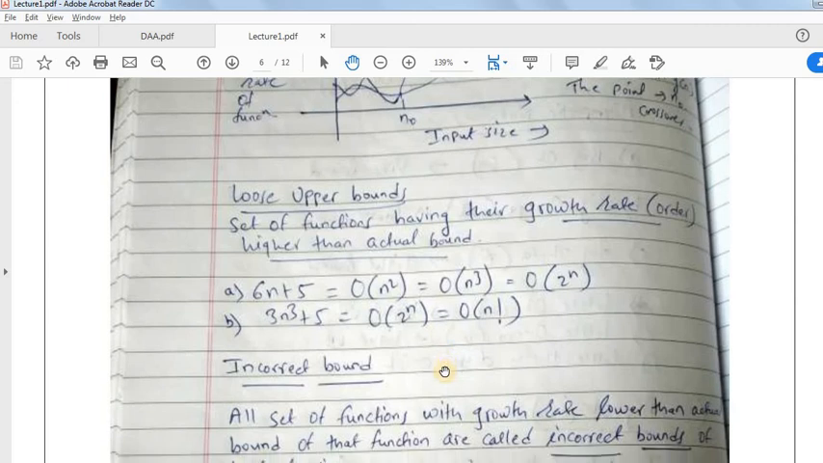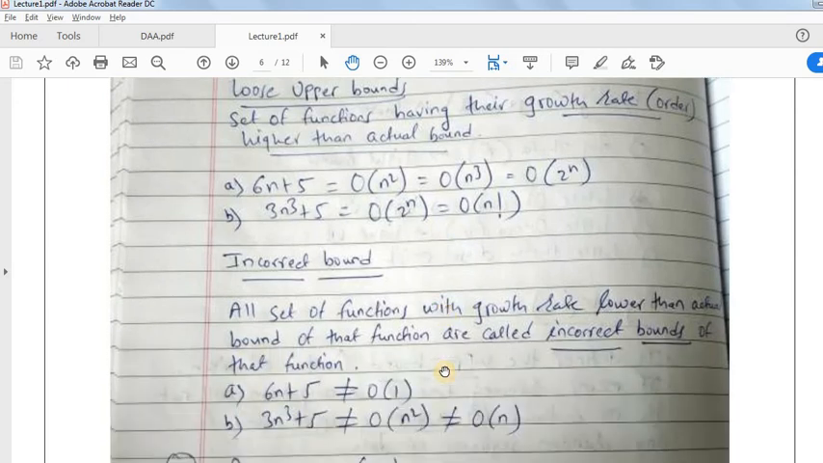What shall be the incorrect bound in case of this? All the set of functions with growth rate lower than the actual bound of that function are called incorrect bounds of that function. As we can see, in case of big O notation, we are interested in functions with higher or equal timing requirements than that of the existing function. So all those functions with lower timing requirements will come under incorrect bound.